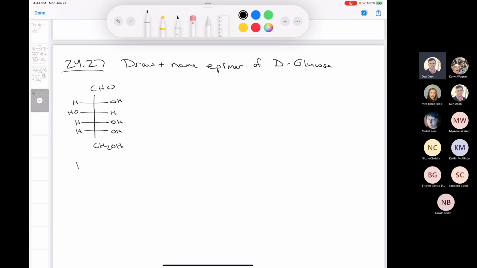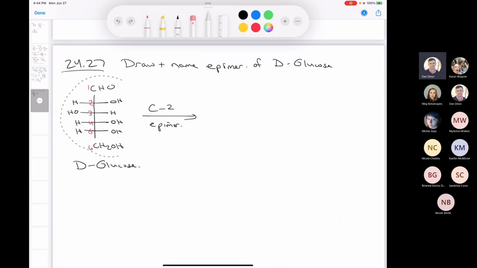So this is D-glucose. And what Brianna said is that an epimer is a diastereomer that only differs in one stereocenter on a carbohydrate. So it says draw the C2 epimer. Okay, so C2 epimer. Well, we just number the carbons: 1, 2, 3, 4, 5, 6. And all we do is reverse the stereochemistry here. That's literally all you do.